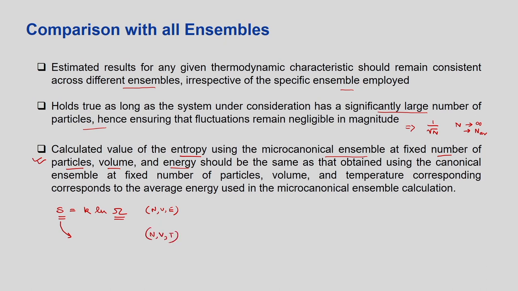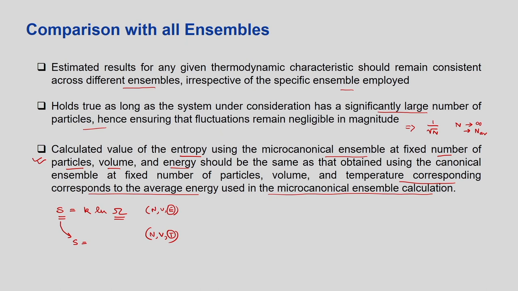canonical ensemble. The only chance of having a similar value of entropy derived from this canonical ensemble is when this temperature and this energy are equivalent. Equivalent means the temperature corresponding to the average energy used in the microcanonical ensemble calculation. So this energy which we have used for computing the entropy is the average energy. So this average energy should be equal to the equivalent temperature which we have used in the canonical ensemble, then only the entropy will be the same.